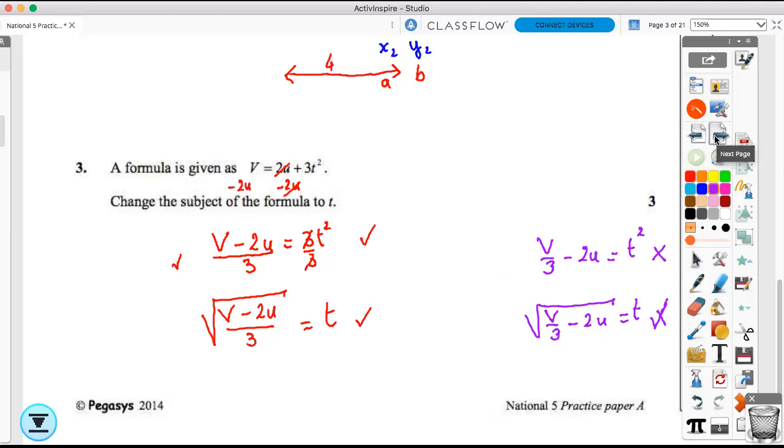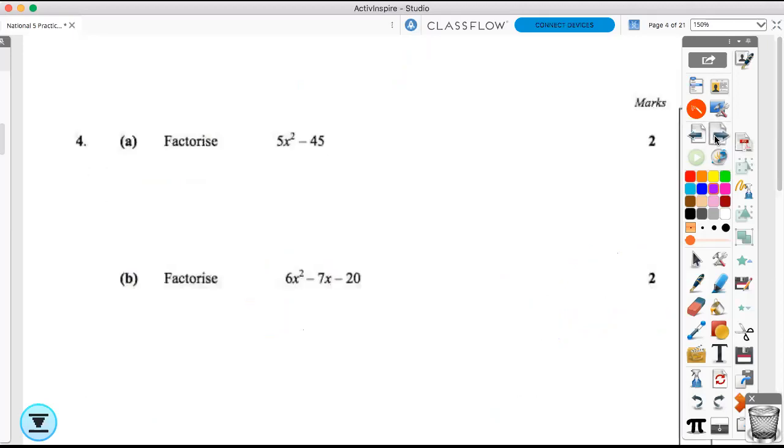Okay, so next question. Factorize. Whenever you see this, 2 marks, so there are 2 lines of working. The first one, the common factor, 5. So the first mark, you would say this is 5, open bracket, x squared minus 9. So that's your first mark.